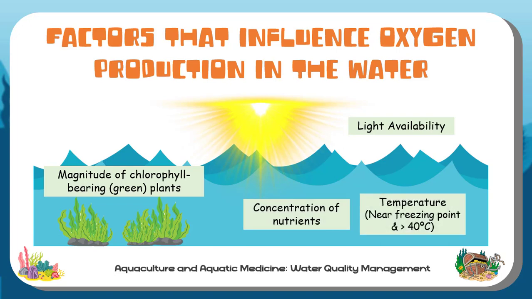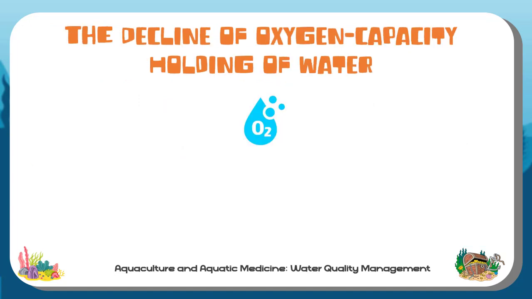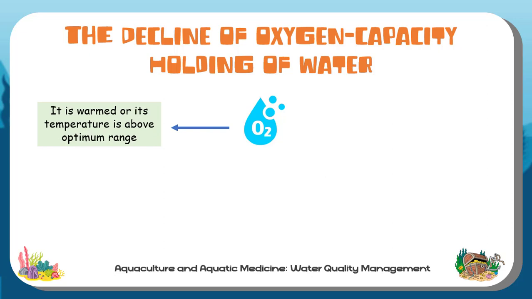Near freezing point and greater than 40 degrees Celsius is the temperature where plants cease to do photosynthetic activity. Oxygen holding capacity of water declines when it is warmed or its temperature is above optimum range. It is because high temperature reduces the solubility of oxygen in water. Warmer surface water requires less dissolved oxygen to reach 100% air saturation than in deeper, cooler water.